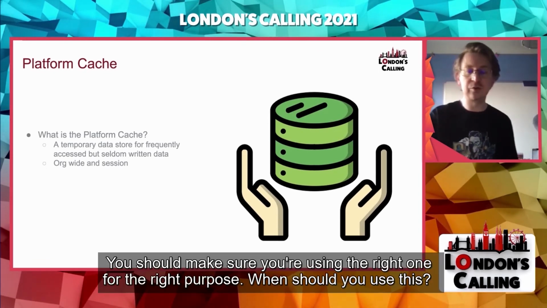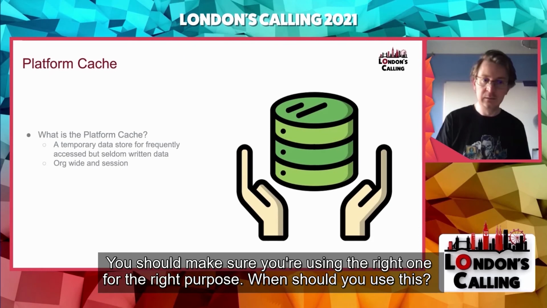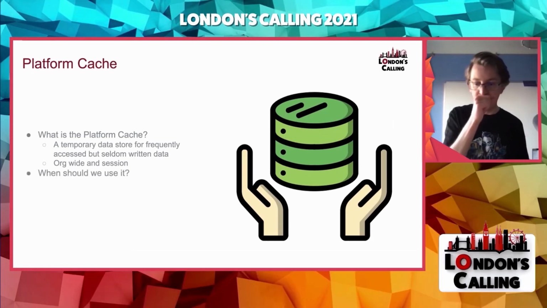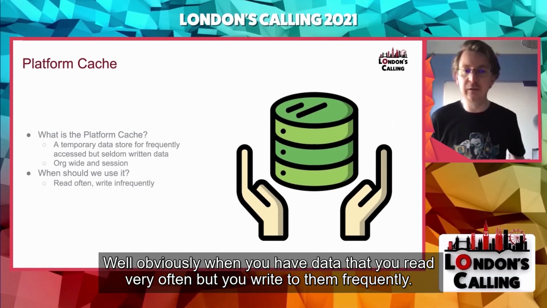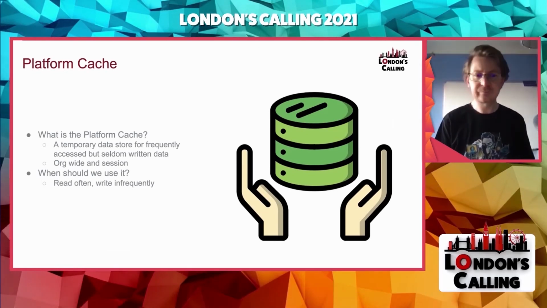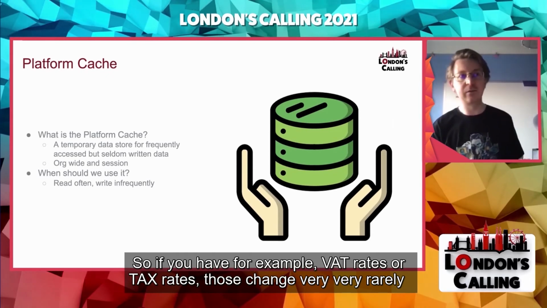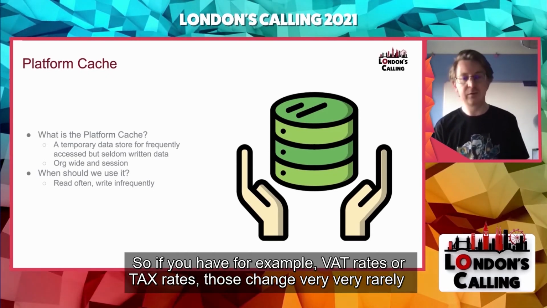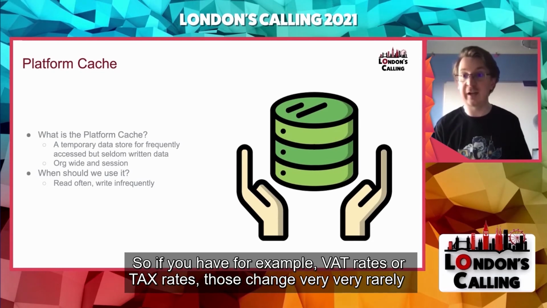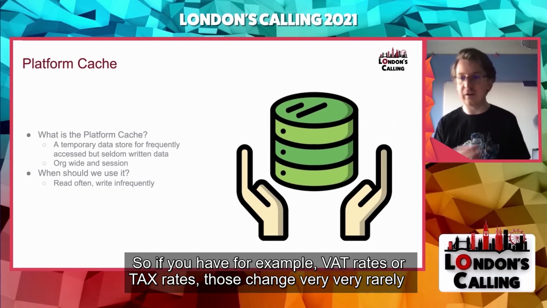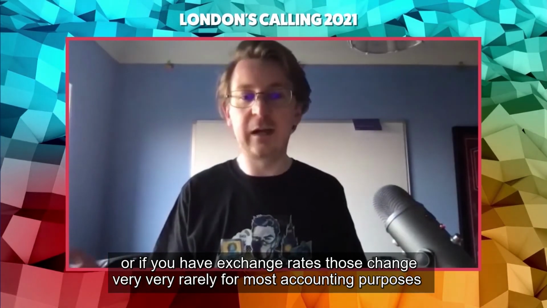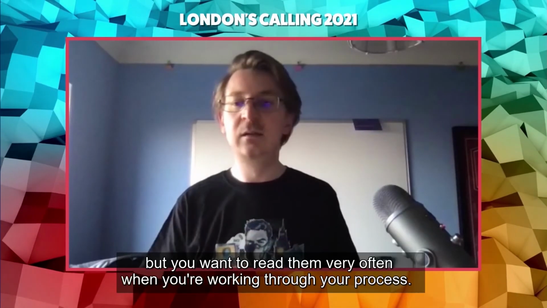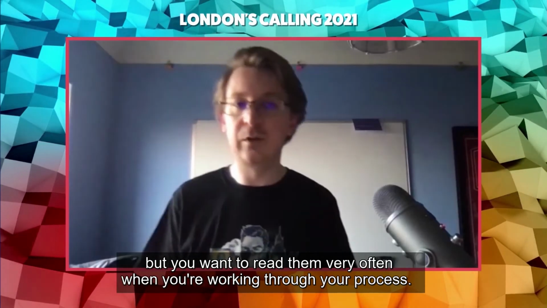You should make sure you're using the right one for the right purpose. When should you use this? Well, obviously, when you have data that you read very often, but you write to infrequently. So if you have, for example, current VAT rates or tax rates, those change very, very rarely. Or if you have exchange rates, those change very, very rarely for most accounting purposes, but you want to read them very often when you're working through your process, okay?